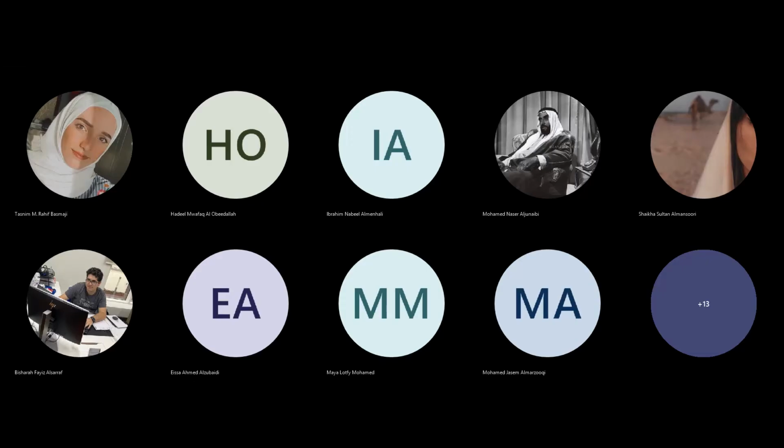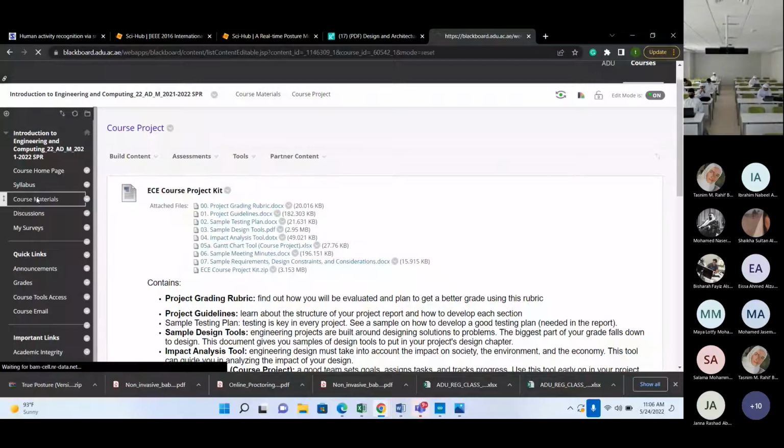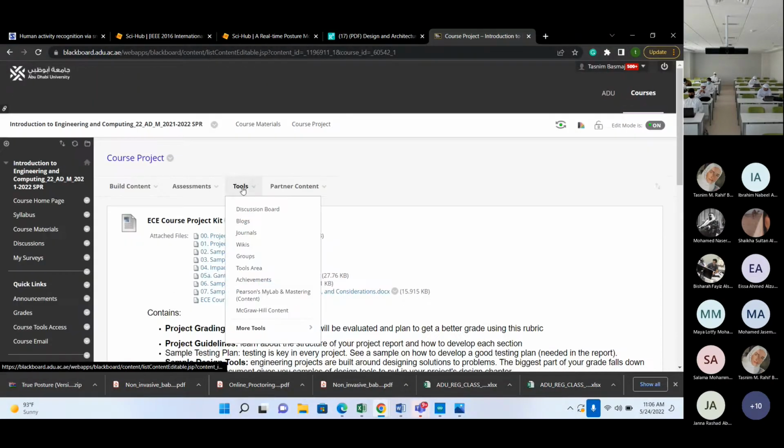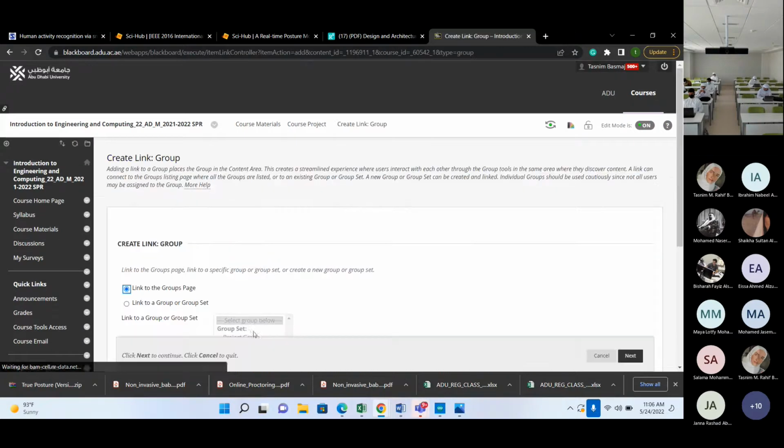And I'm going to make it easier for you. If you just go to the course project folder, so you go to course materials, and then from there you scroll down, you're going to find the course project folder. You open that folder, guys. And then from there, you're going to find the link. Just one second, project groups.